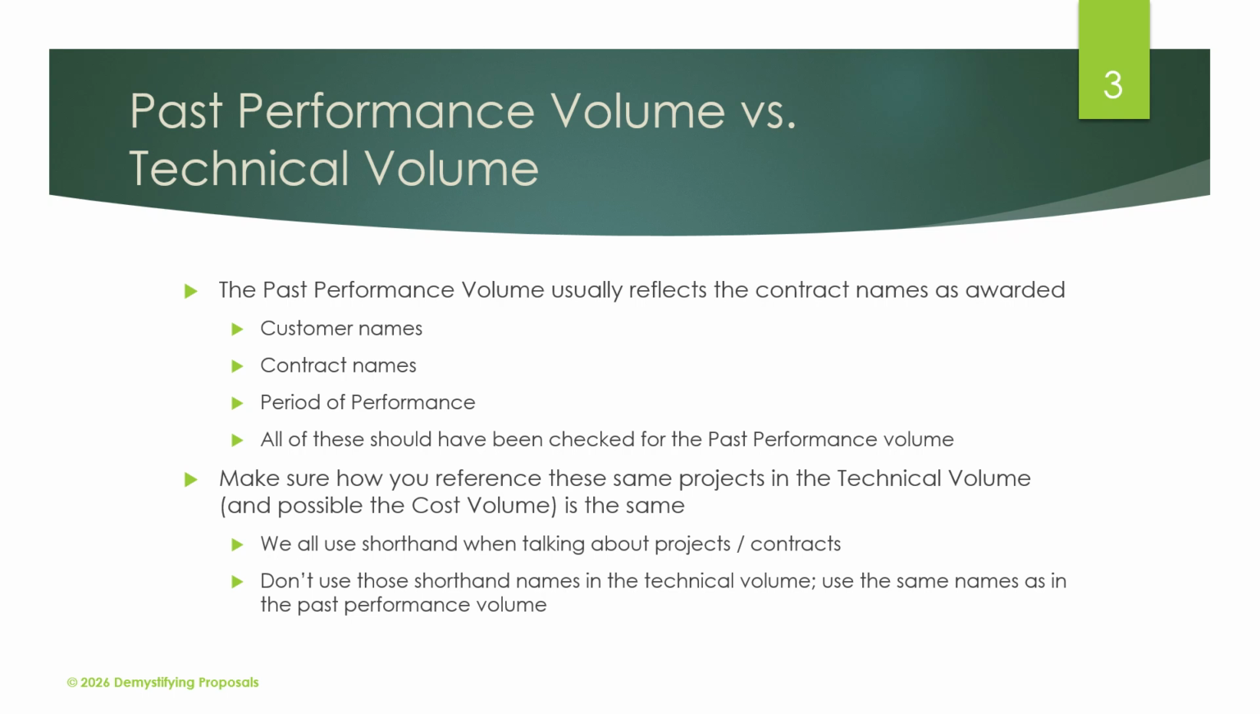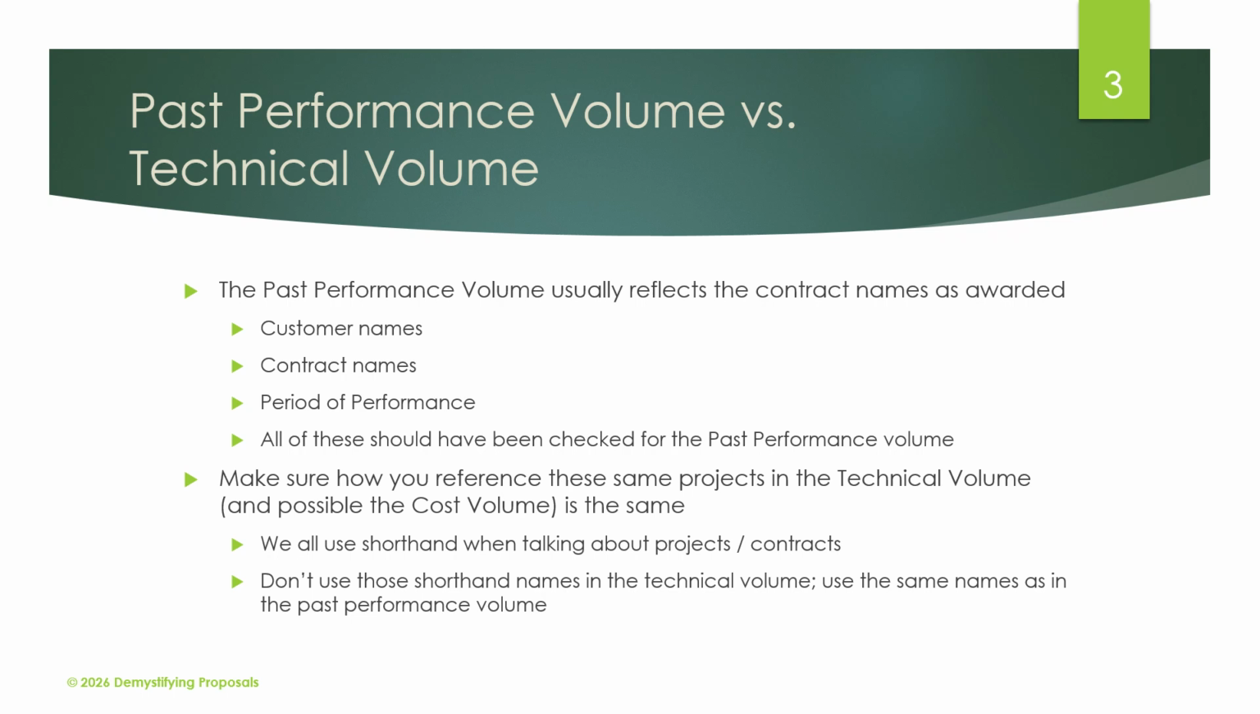As we talked about before, the past performance volume should reflect the contract names as they were awarded, the customers' names, the contract names, the period of performance. All of these should have been checked for the past performance volume. But you also need to make sure that you check the information in the technical volume.